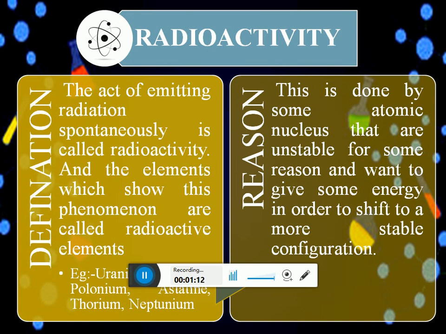And what is the reason behind this? The main reason is to get stability. All the atoms are generally not stable in their original state. These atoms generally do not exist in a stable state, so in order to get the nearest stable electronic configuration, they release some sort of energy. This energy is called radiation. So the main reason behind this radiation is to get stability. Everybody tries to get a stable electronic configuration.